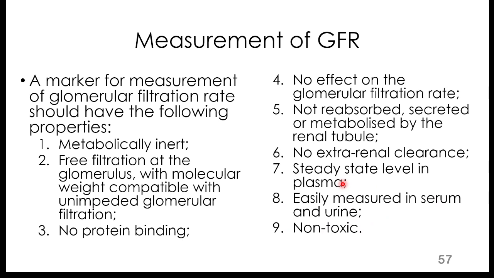So any substance that will be used to measure glomerular filtration rate should ideally have the following properties. It should not be metabolized by the kidneys. It should be freely filtered at the glomerulus. There should be no protein binding. It should not have any effect on the glomerular filtration rate. It should not be reabsorbed. Neither should it be secreted or metabolized by the renal tubule, and so on.